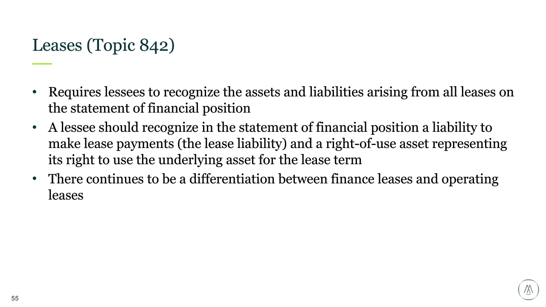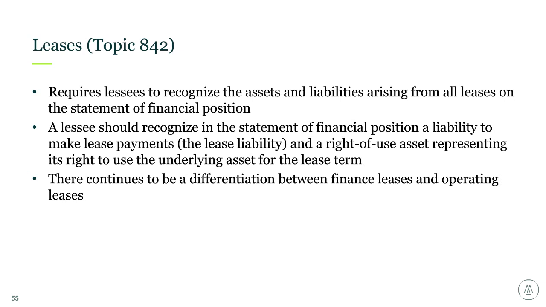Under this new standard, a lessee will be required to recognize assets and liabilities for leases with lease terms greater than 12 months, and a lessee should recognize in the statement of financial position a liability to make lease payments, the lease liability, and the right-of-use asset, which represents its right to use the underlying asset for that lease term. There continues under this standard to be a differentiation between finance leases and operating leases.